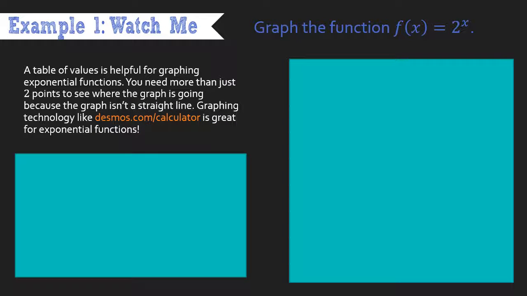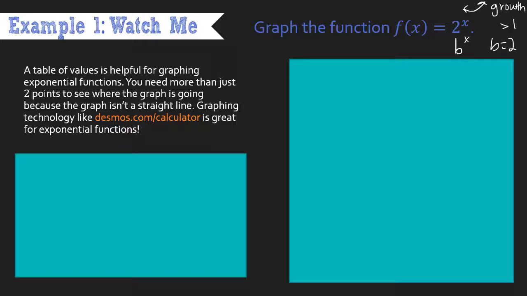So in example 1, we have the function f of x equals 2 to the x. Right away I notice that since I have a value of 2 for my b, this is my base value, and b equals 2, that's greater than 1, which means we're going to have growth. So when I graph this, I should show growth or an upward curve in my exponential function.